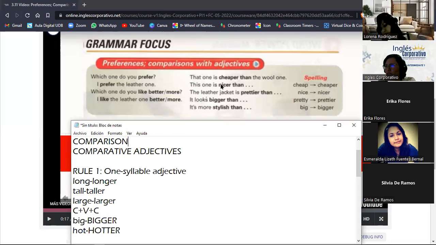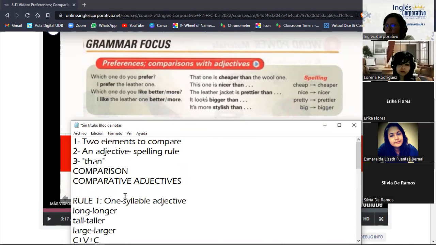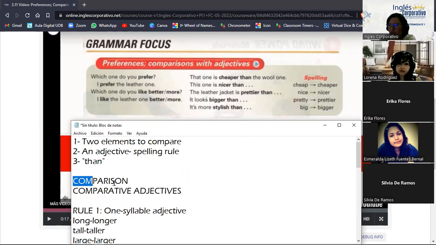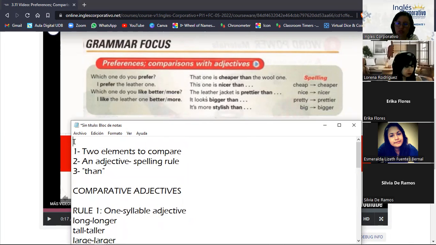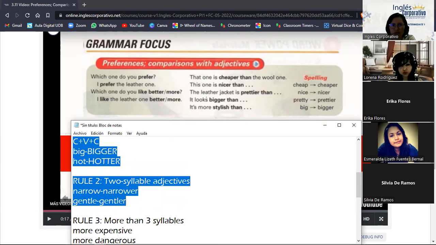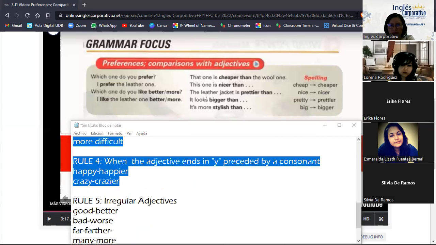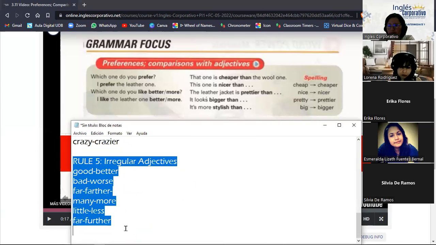So here we have some examples. You see, that one is cheaper than the wool one, right? Of course, in this case, we're taking chunks from the conversation. Those are some examples that are coming from there. But if I want to make up some of them, le voy a dar acá unos ejemplos. Y le voy a compartir esto a través del chat, permítame. Aquí están 1, 2, 3, 4. And 5. Ahí está.